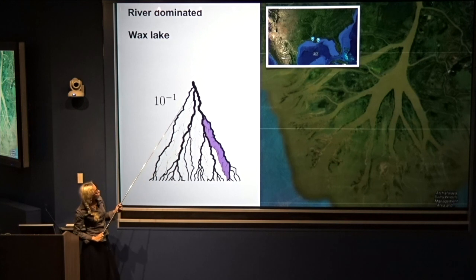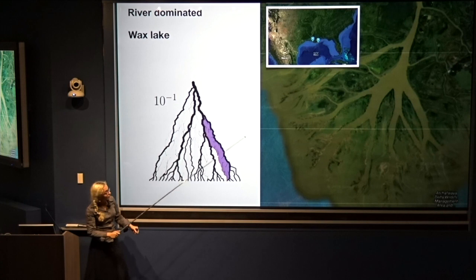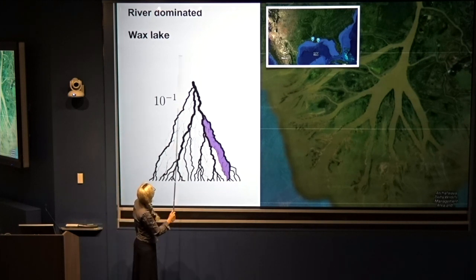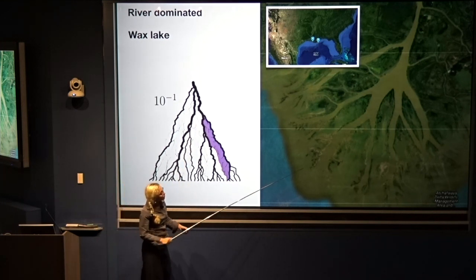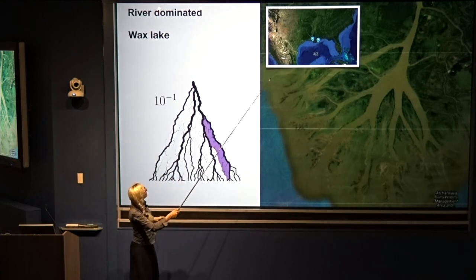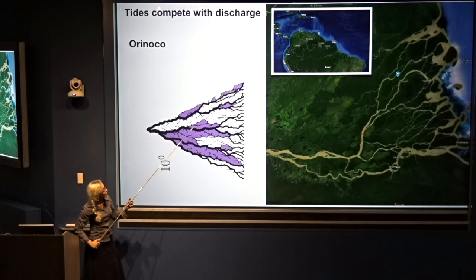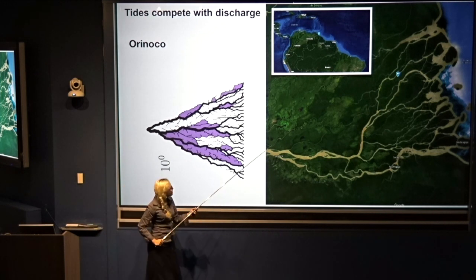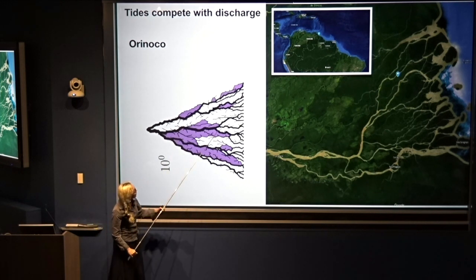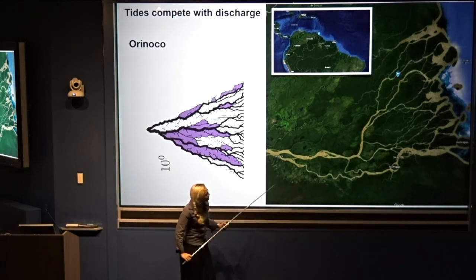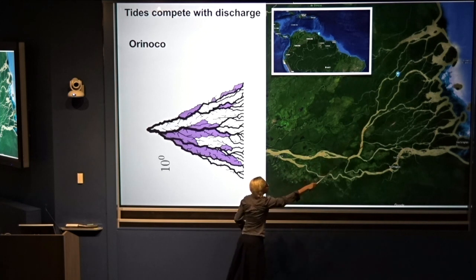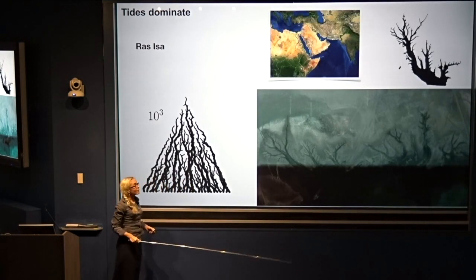And here I just wanted to show you the numerical delta, the computer delta, next to a delta with a similar T, right? So this is 0.1, and you see very few islands. Here you barely have an island, which is kind of elongated. This is the Wax Lake. This is Orinoco, and I put it sideways because this is also sideways. And you see many more of these elongated islands, which you also see here.